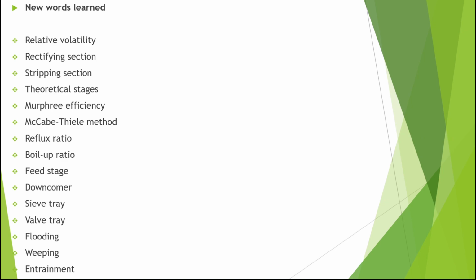New words learned. The main technical words learned are relative volatility, rectification section, stripping section, Murphree efficiency, McCabe-Thiele method, reflux ratio, feed stage, flooding, weeping, and entrainment. These are important for understanding the design and operation of distillation columns.